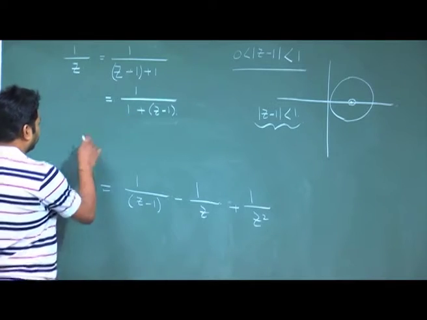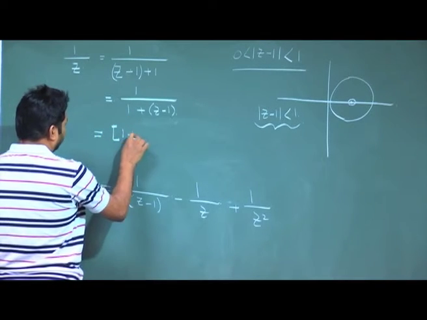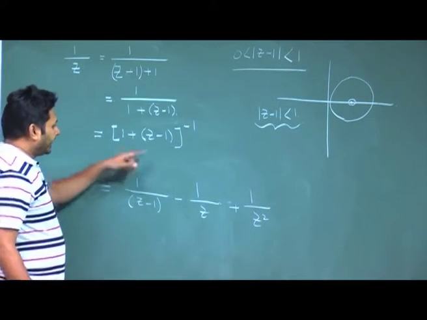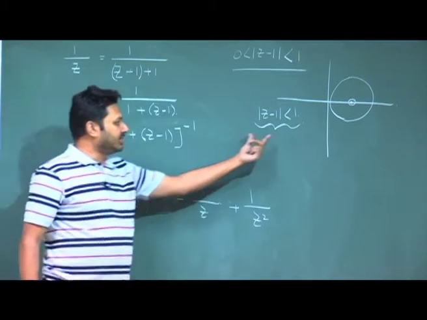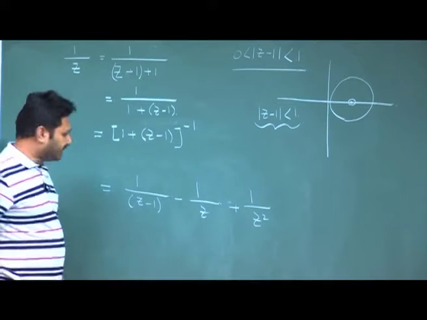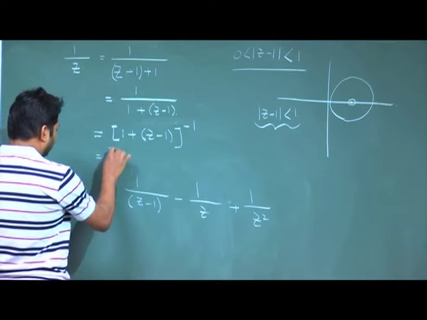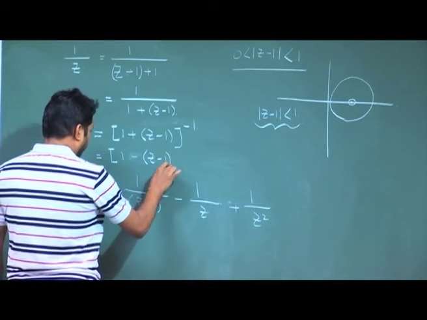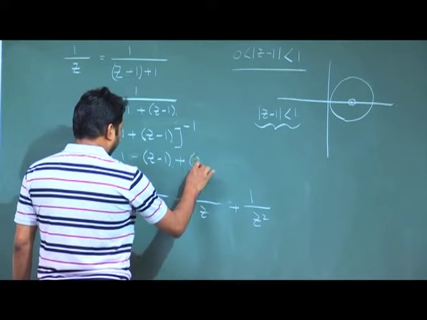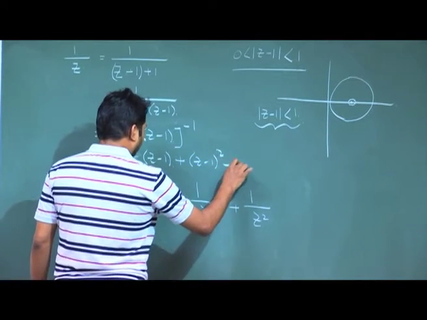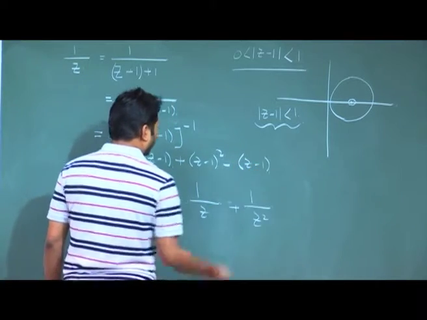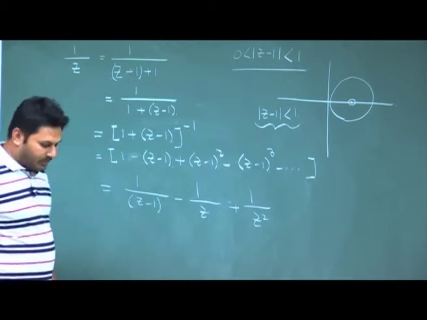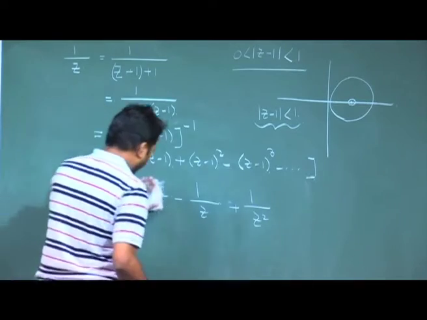If I do that, then I can write it as 1 plus z minus 1 whole to the power minus 1. I can now expand because my mod of z minus 1 is less than 1. So I can expand this series and it simply comes out to be 1 minus z minus 1 plus z minus 1 square minus z minus 1 to the power 3 and so on.